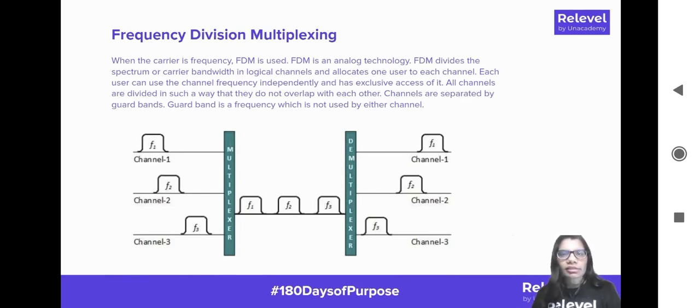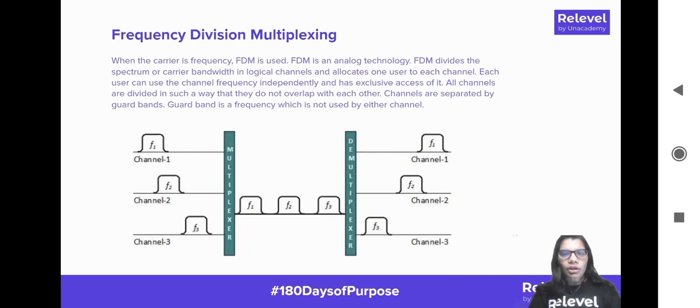All channels are divided in such a way that they do not overlap, and channels are separated by guard bands. A guard band is a frequency which is not used by any other channel. This is how frequency division multiplexing takes place when multiple users are using the same channel.